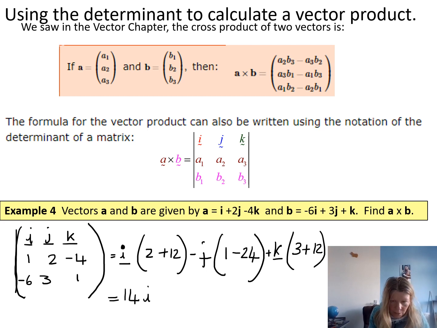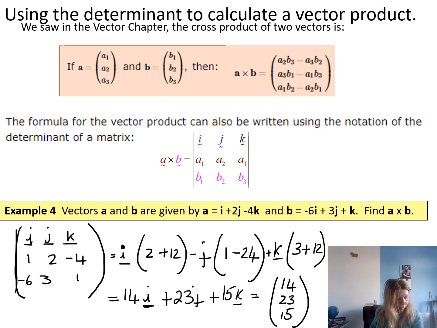So that gives us 14i plus 23j and plus 15k. And if you're like me and don't like that sort of thing, component form, you can write it as vector form, 14, 23, 15. Check it with a calculator, with the cross product function if you've got one, or if you can be bothered.